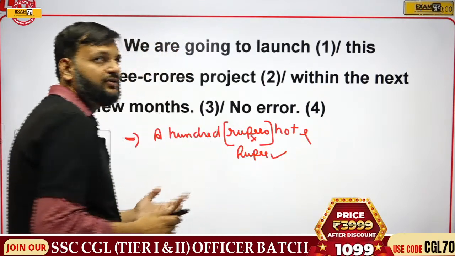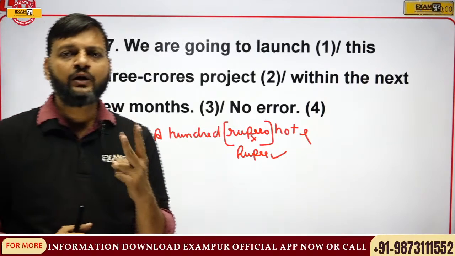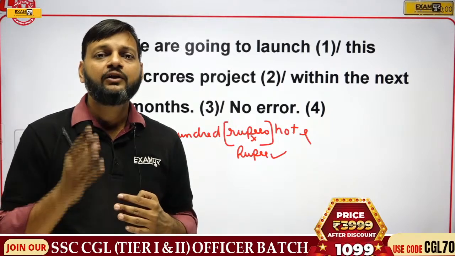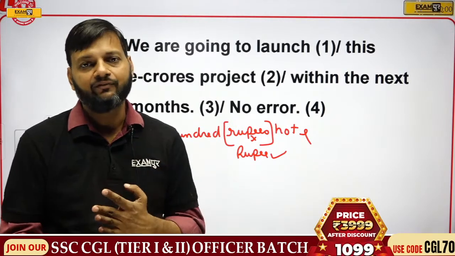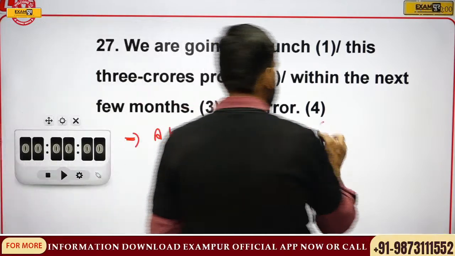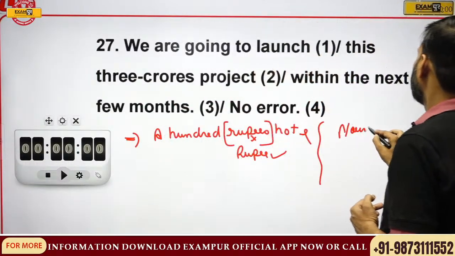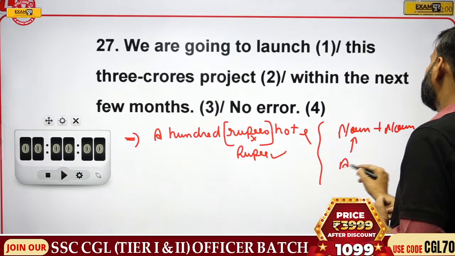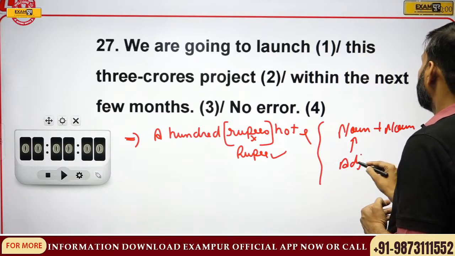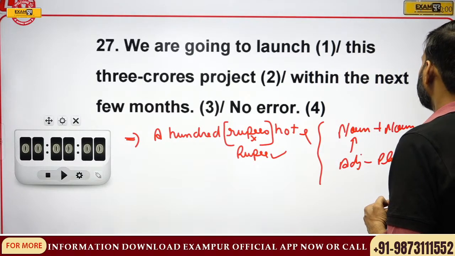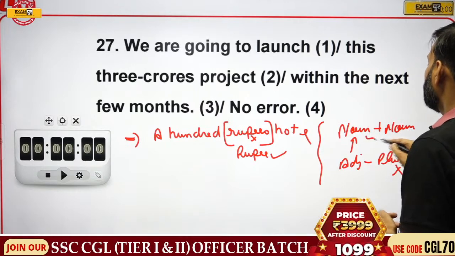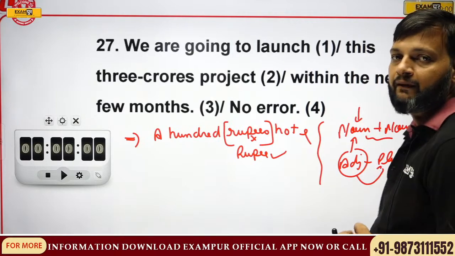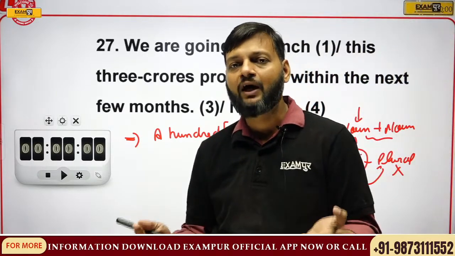Now what is the reason? When two nouns are used together, the first noun works as an adjective. When we have two nouns, the first noun is actually an adjective, and adjectives are not plural. Singular and plural are the forms of nouns, not adjectives.